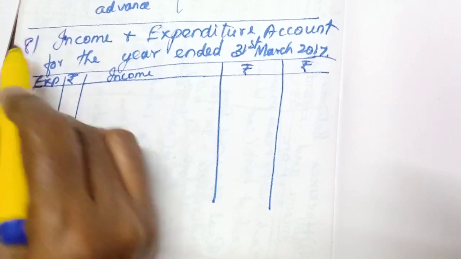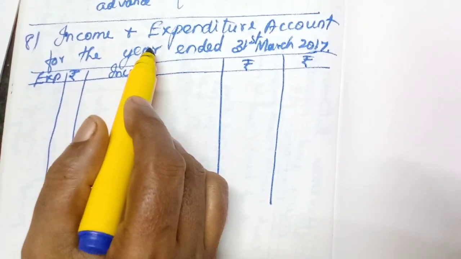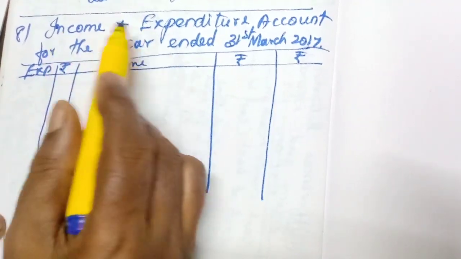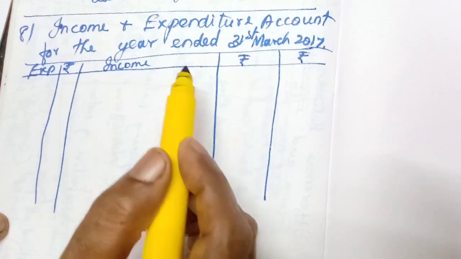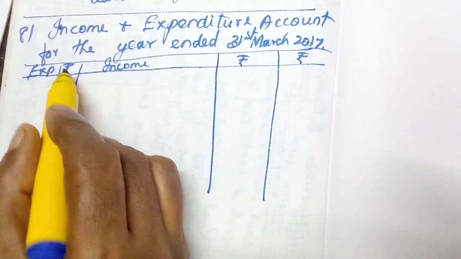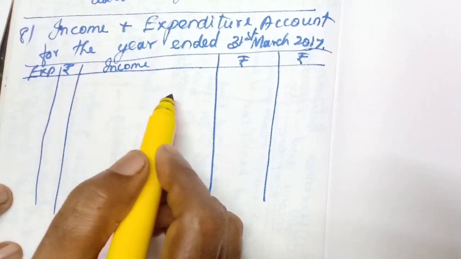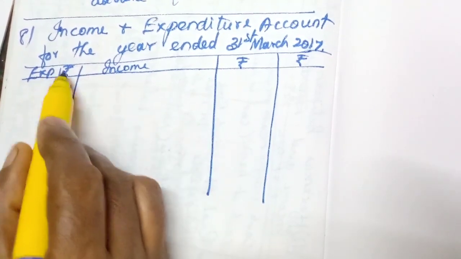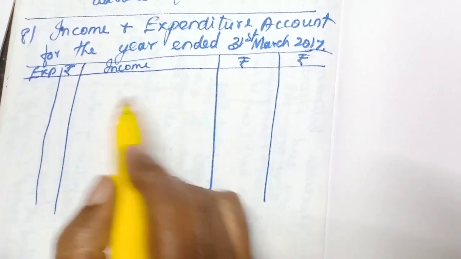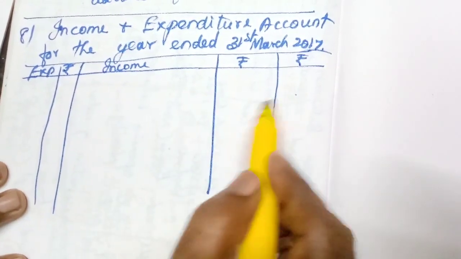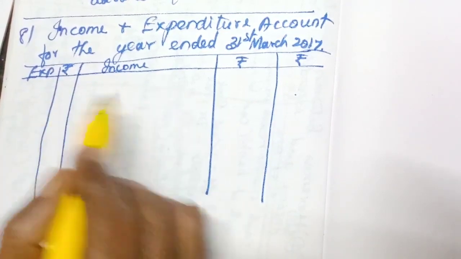First we have to write the number, then the heading, income and expenditure account. The name of that company is not given, so no need for 'in the books of'. Income and expenditure account for the year ended 31st March 2017. Here one page also we can use, but for one item, otherwise we may not use. This part must be very small, and the other part where we are writing will be more. So here two columns, income and expenditure, and one small amount column I have written.